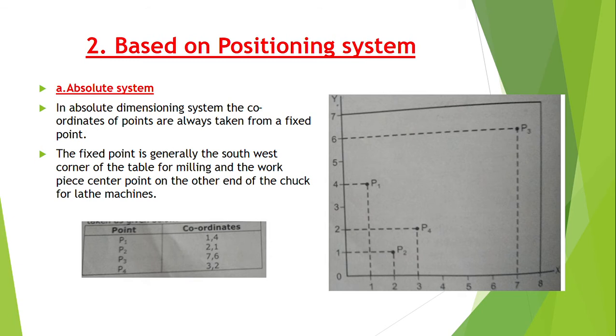By considering this figure, the coordinates of points P1, P2, P3, P4 are (1, 4), (2, 1), (7, 6) and (3, 2). You can see on this graph that P1, P2, P3, P4 are generally obtained.